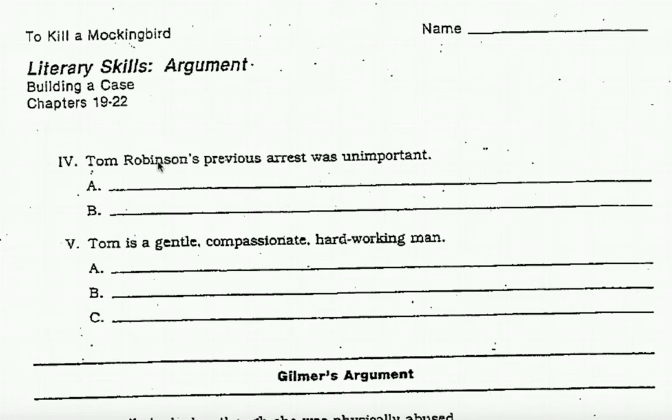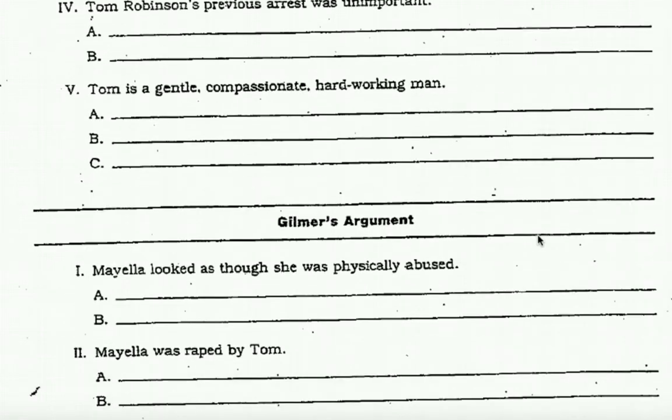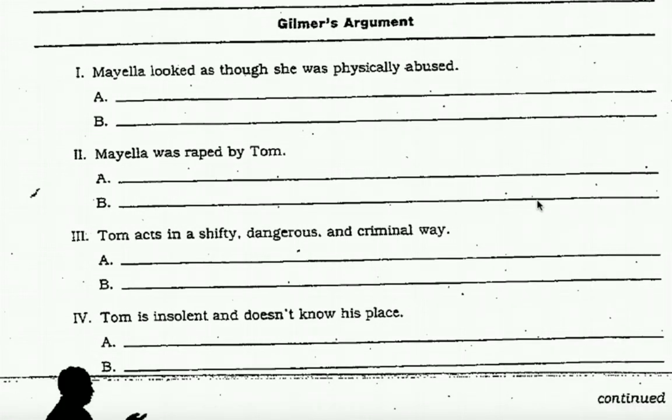Then, Tom Robinson's previous arrest was unimportant. What would Atticus say about this? So again, you're going to go back into the text as well as the video that I showed you. And then the fact that Tom is a gentle, compassionate, hard-working man. You need 3 facts to support this. Then the other side of the argument is that Tom Robinson did commit the crime. And Gilmore's first argument is that Mayella looked as though she was physically abused. What are your supporting details for that?